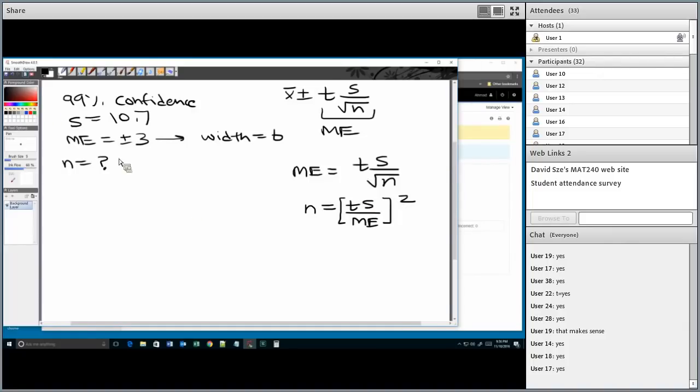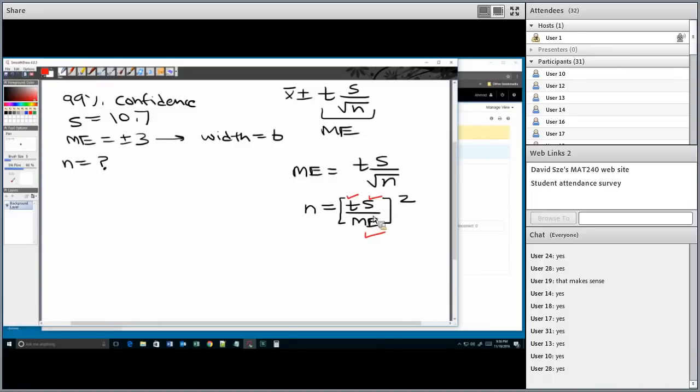Now, do you all agree with me that S is given? Here's S. The margin of error is given. Here's the margin of error. And I can find my T because I've been given the confidence level, 99%. Do you all agree I can find all this? And I can square it then, and I'll just find my N. It's very easy. It's just arithmetic, right? Everything is given to us.